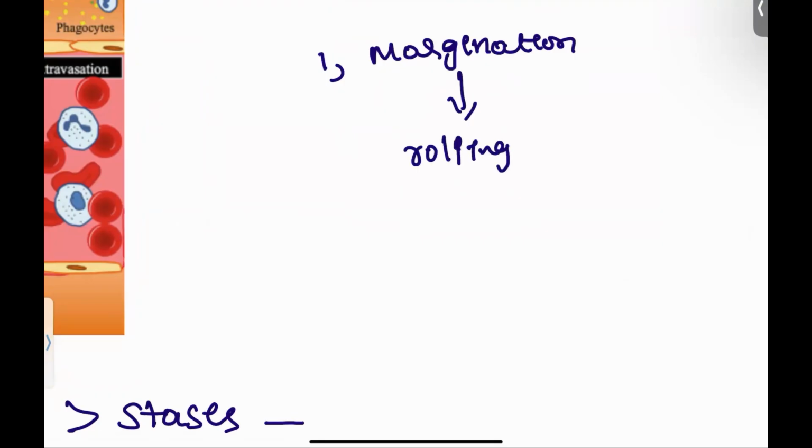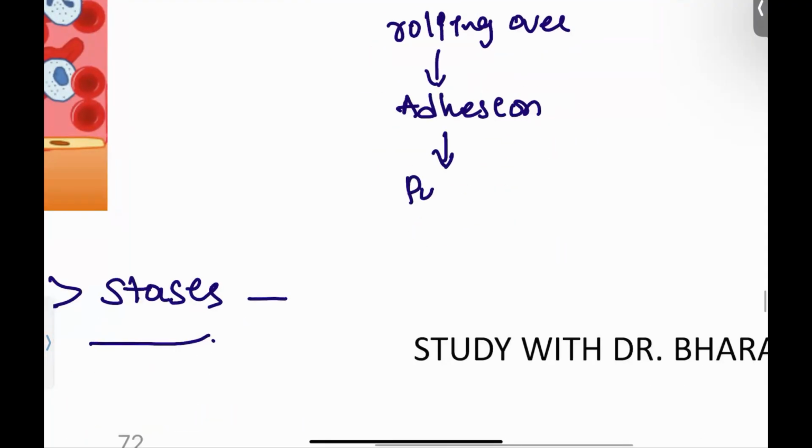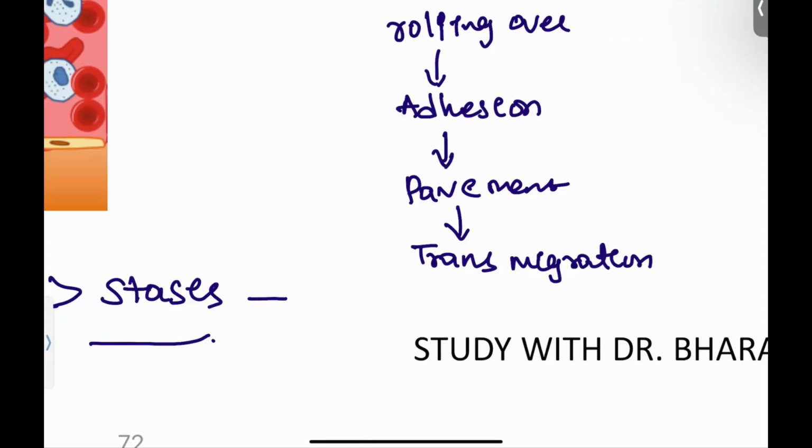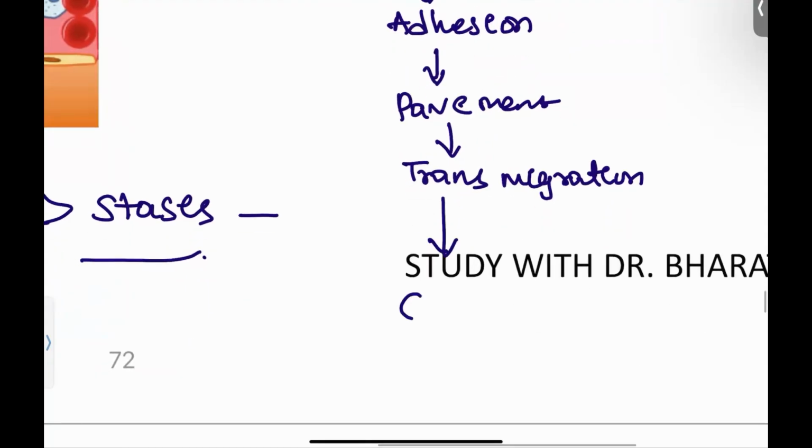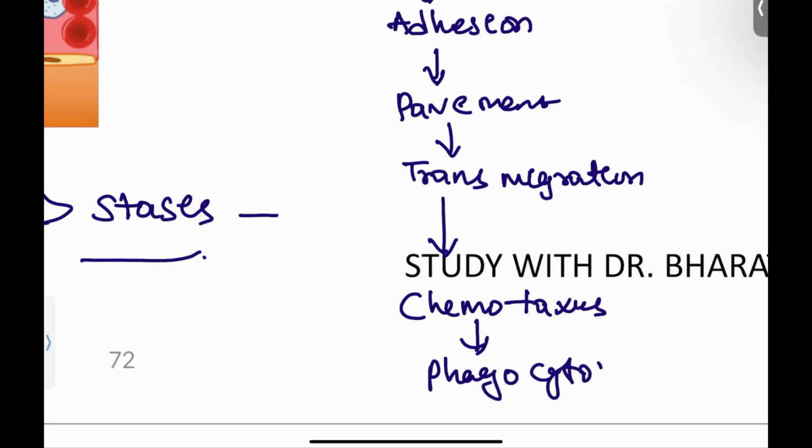Okay. So rolling over is done on the, what we say, endothelial cells. Then there will be an adhesion on the endothelial cells. Then there will be pavementing. Okay. Once the pavementing is done, this is going to be the transmigration. Okay. Transmigration. After that, there will be chemoattractants, which will be leading to the chemotaxis and followed by the phagocytosis. Okay. This is the event and their mechanism.